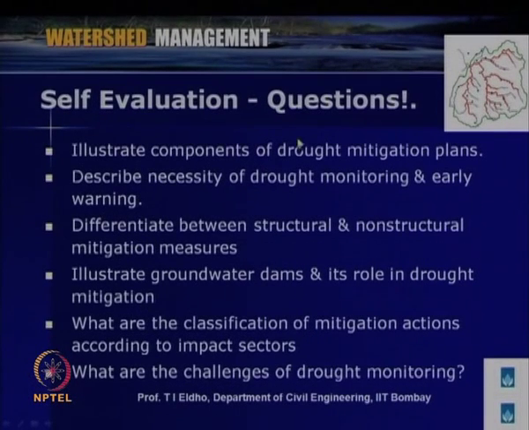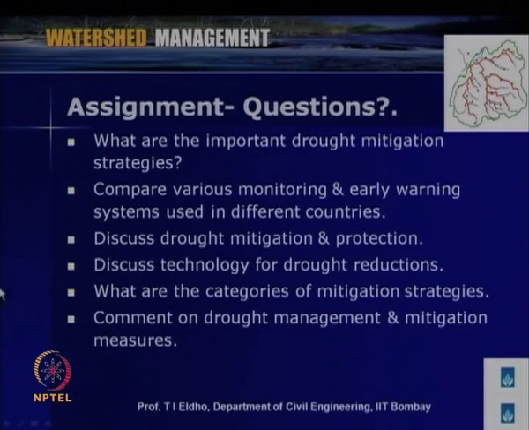Then a few self-evaluation assignment questions: illustrate components of drought mitigation plans, describe the necessity of drought monitoring and early warning, differentiate between structural and non-structural mitigation measures, illustrate groundwater dams and their role in drought mitigation, what is the classification of mitigation actions according to impact sectors, what are the challenges of drought monitoring. Then a few assignment questions: what are the important drought mitigation strategies, compare various monitoring and early warning systems used in different countries for drought, discuss drought mitigation and protection, discuss technology for drought reduction, what are the categories of mitigation strategies, comment on drought management and mitigation measures.